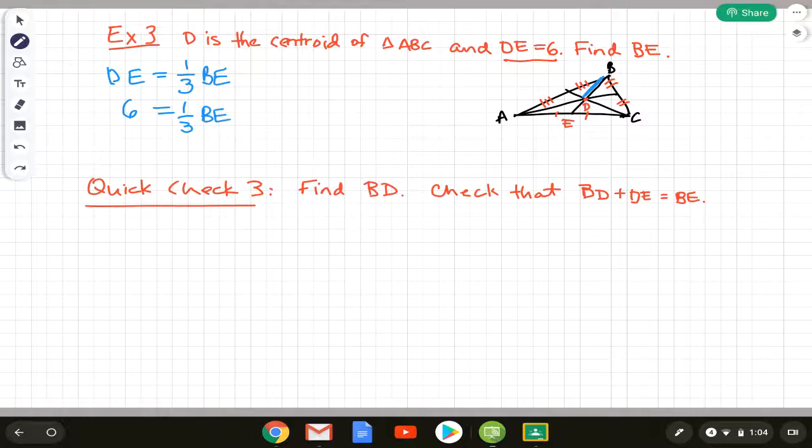Then if I want to get rid of that fraction 1/3, I would need to multiply both sides by 3. So 3 times 6 would equal 3 times 1/3 BE, and this will give me just 1 there. So 18 is what BE is going to be equal to.